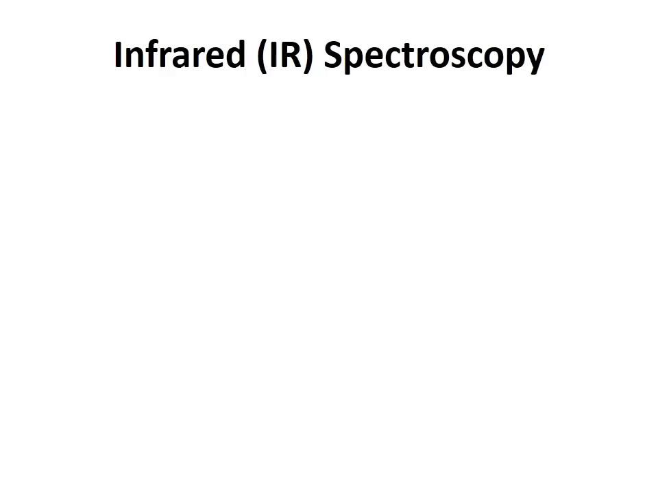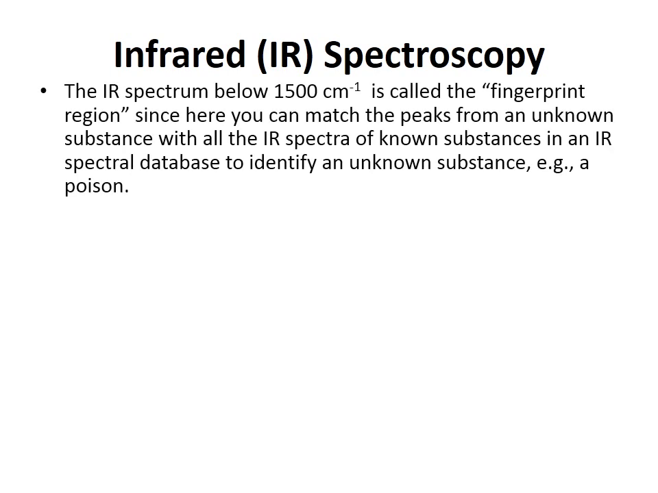The IR spectrum below 1500 wave numbers is called the fingerprint region. Here you can match the peaks from an unknown substance with all the IR spectra of known substances in an IR spectral database to identify an unknown substance, for example a poison. This is very useful for forensic analysis, such as at a crime scene where a murder may have occurred and you think there might be a toxin that caused the murder.